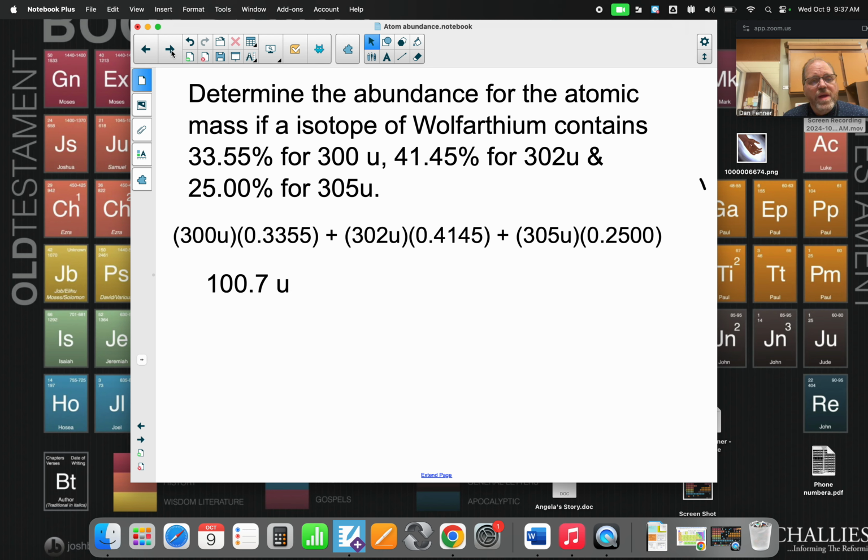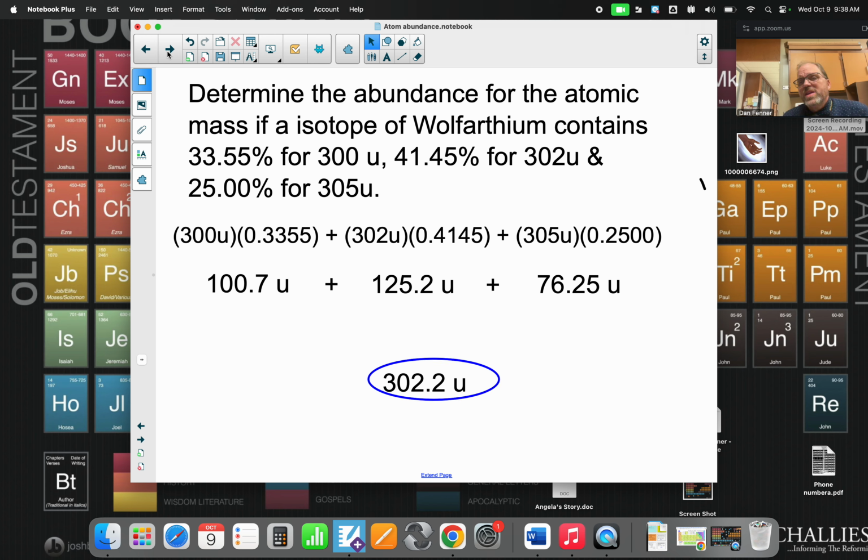Multiplying through, we get 100.7. Following sig fig rules, only have 4 there. We have 125.2 and 76.25. Now, just so you know, this is a check. The number should fall between 300 and 305. If it does not, you've done something wrong. So when we add these up, we get 302, which does fall inside that range. So 302.2 is my atomic mass.